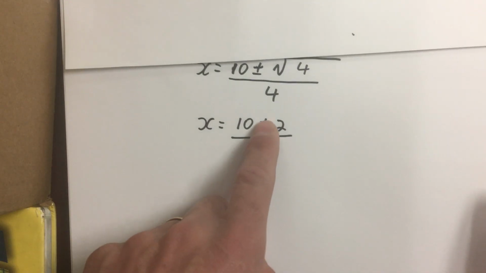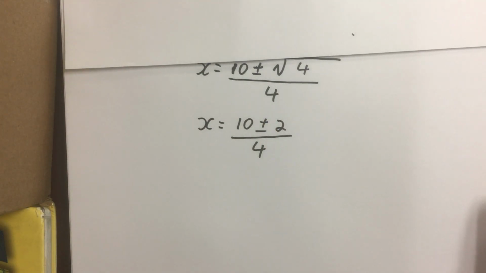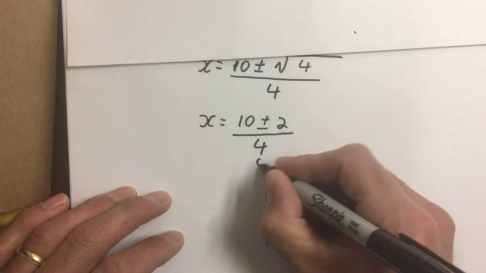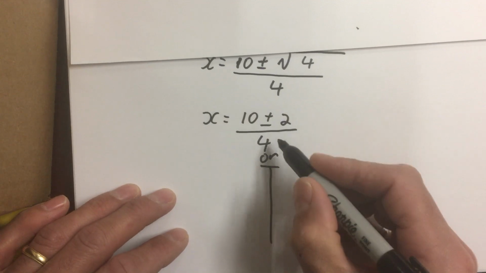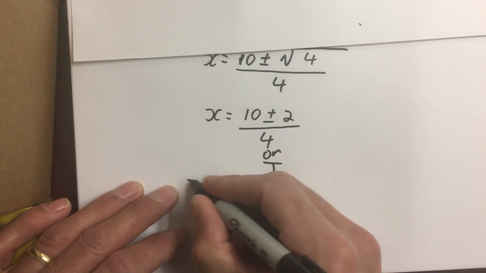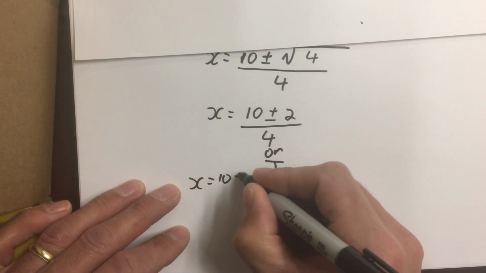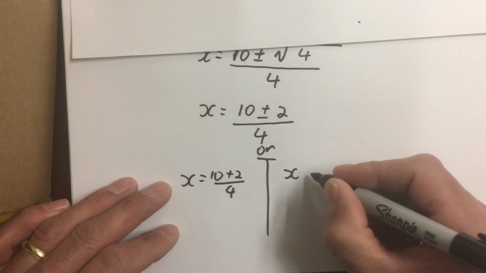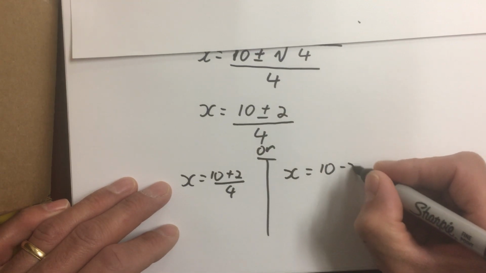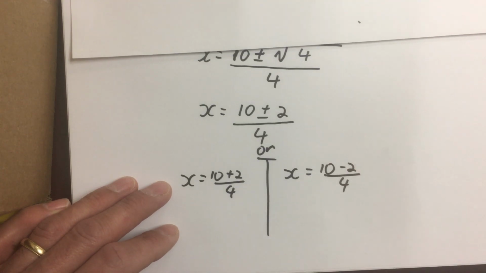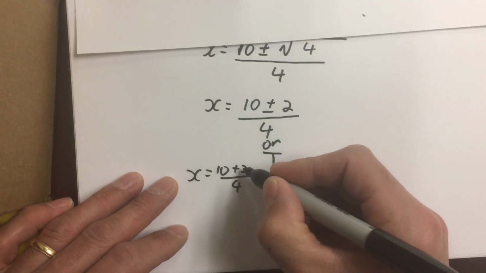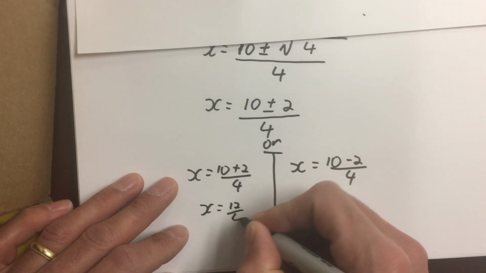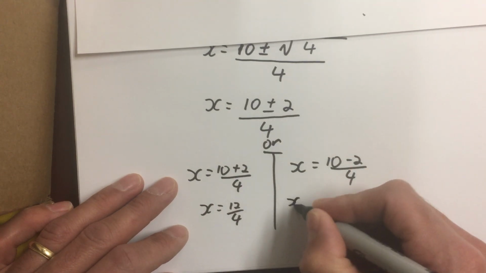Now what does this mean? This plus or minus, that's a bit weird. It means we actually have two answers. In one case we're adding, so x is 10 plus 2 over 4. And in the other case, we're subtracting. X is 10 minus 2 over 4. 10 plus 2 is 12. 10 minus 2 is 8.